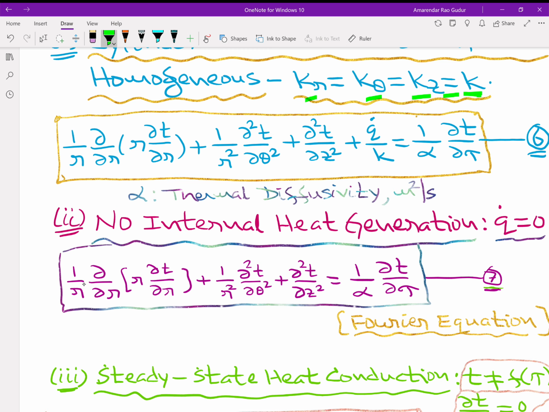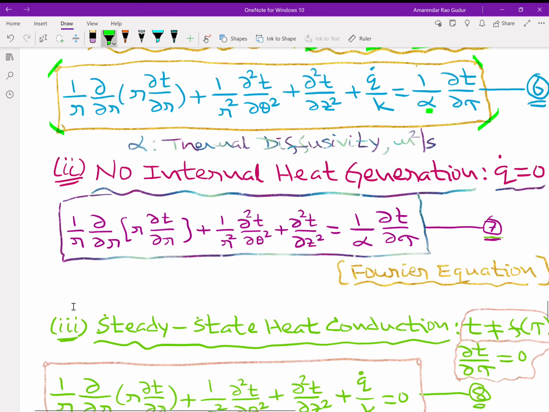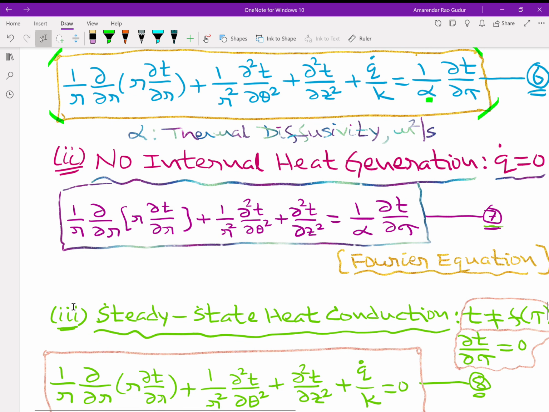So we can take K out of the differential, and K can be taken common, and everywhere we can divide by K to get the most general heat conduction equation in a cylindrical coordinate system when the material is isotropic and homogeneous. Here we introduce the term alpha, that is thermal diffusivity, which is K by rho c. Then the second assumption is that we ignore any sort of heat generation in the element. Q dot is equal to 0. As a result, the fourth term will vanish.